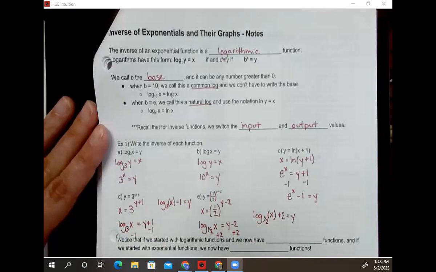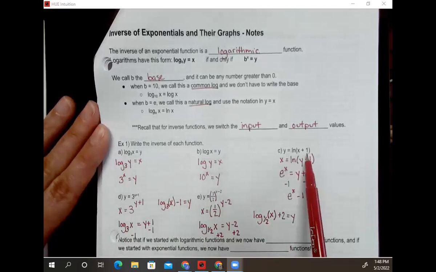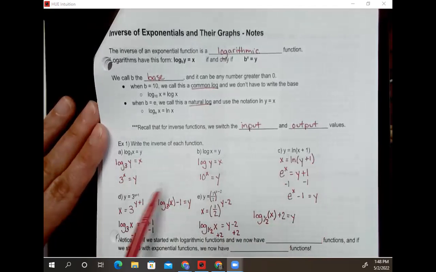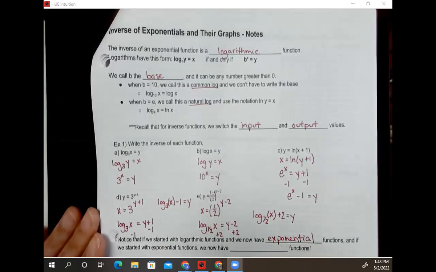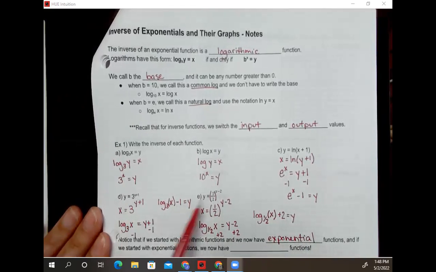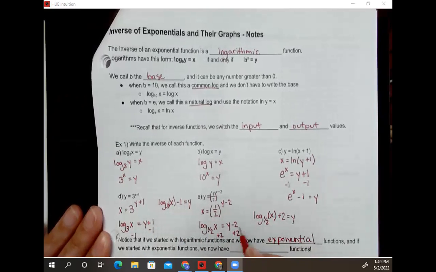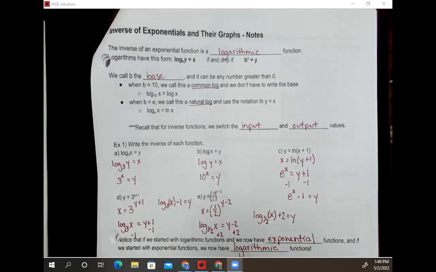So we talked about how if we started with a log function, like those top 3 examples, I ended with an exponential function. I also want you to notice the examples where we started with an exponential function, we are ending with a log. You're ending with a logarithmic function. Okay? So exponential and log functions are inverse functions.